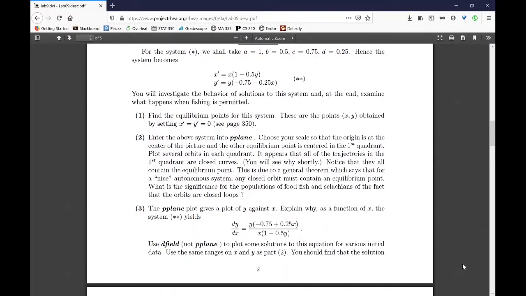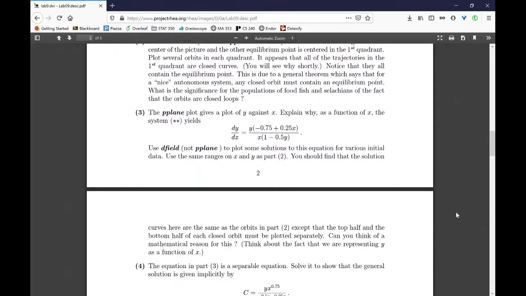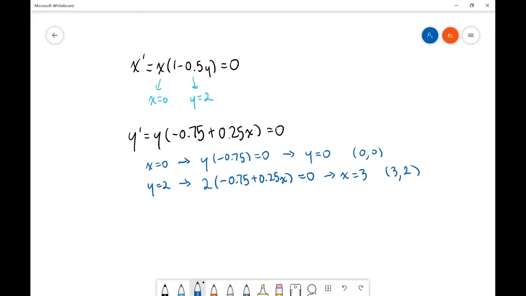Now, for number 3, we have the p-plane plot gives a plot of y against x, and explain why, as a function of x, our original system yields this differential equation. And now again, this isn't too bad. All we have to do is to take these and find dy dx.